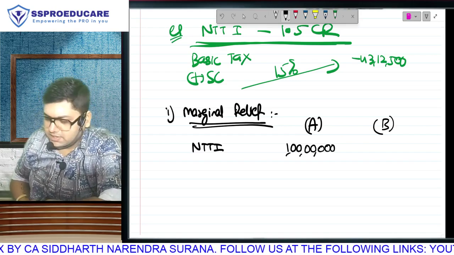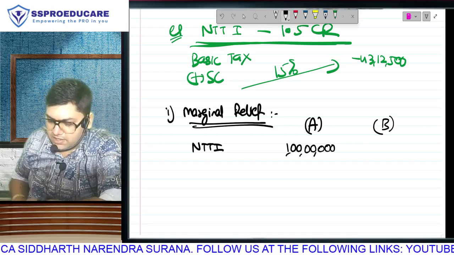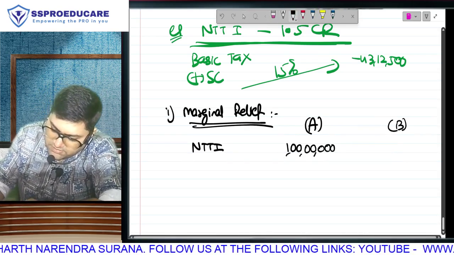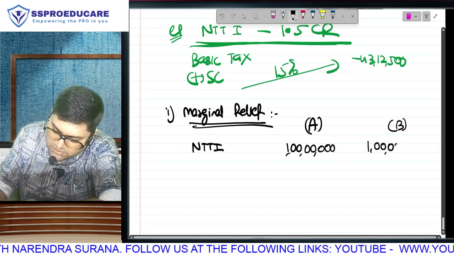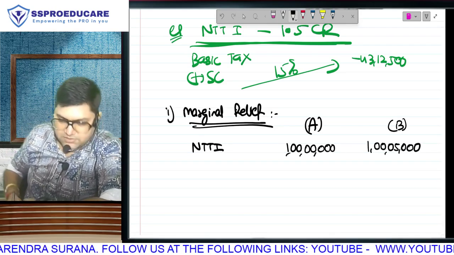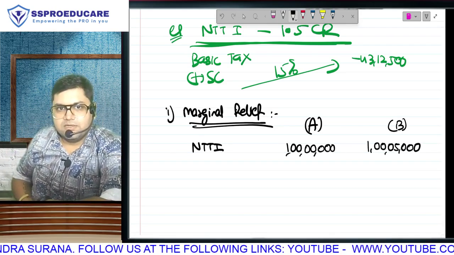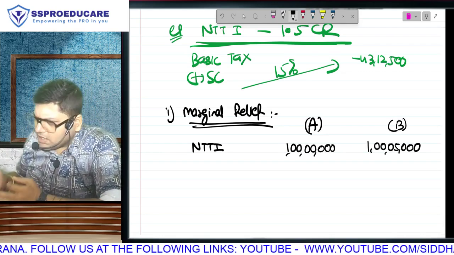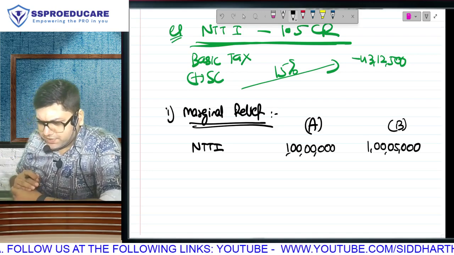Possible है someone earning exact 1 crore, and Mr. B का income is 1 crore 5,000. 1 crore and 1 crore 5,000. Possible income figures. If I ask you, very carefully answer this question.